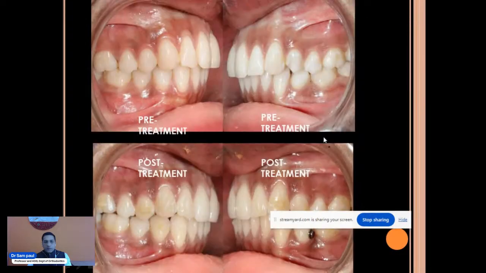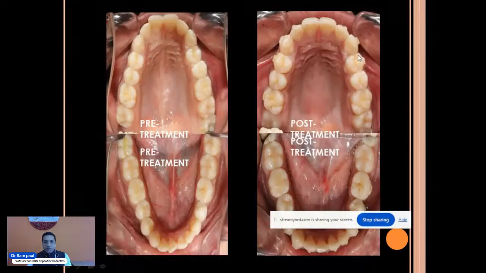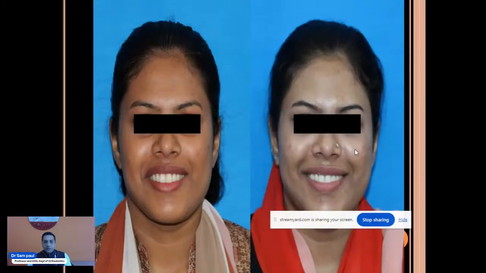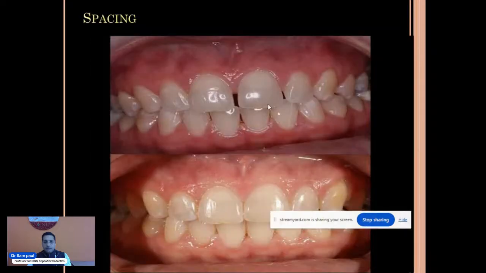This is the pre-treatment and the post-treatment result. We won't be able to appreciate much difference here, but the patient was not willing for any extraction in this particular case. So we had to complete this case in this particular way. Okay. Again, the visibility is reduced. Okay. This is another case of spacing.